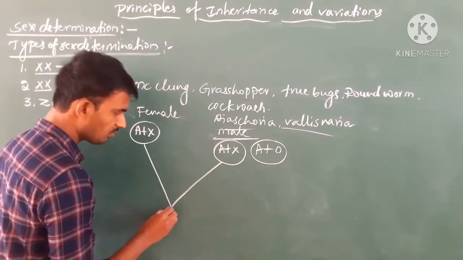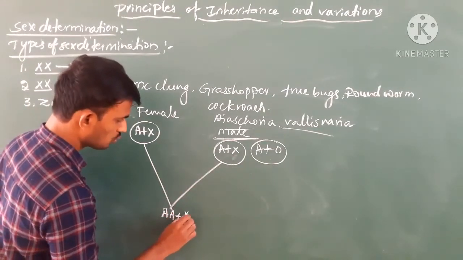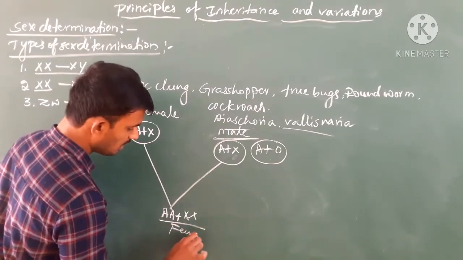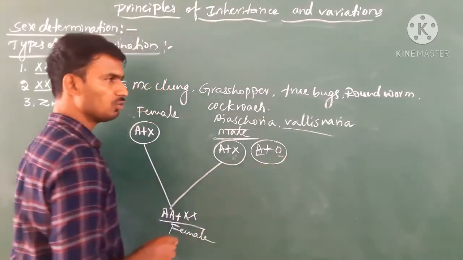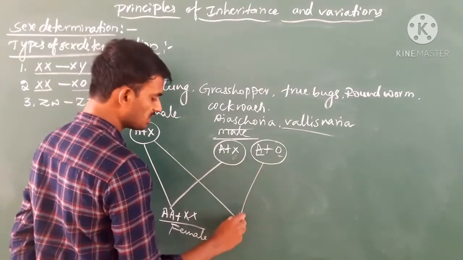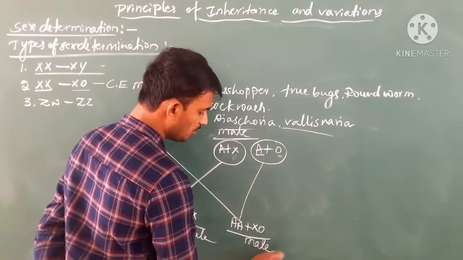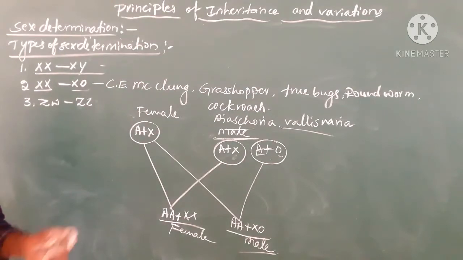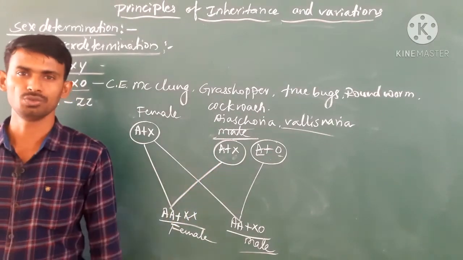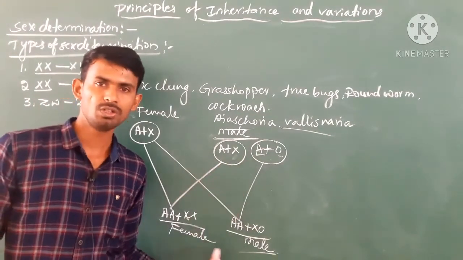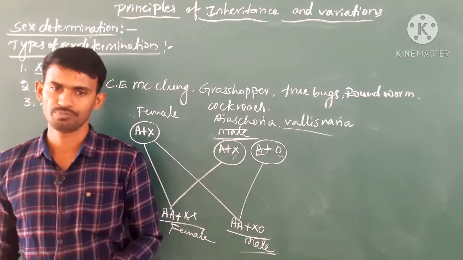The sperm carrying the X allosome, or sex chromosome, results in the formation of autosomes plus XX, which develops into a female individual. If the sperm carrying only autosomes, without the allosome, fertilizes the egg cell, it results in the development of autosomes plus X0, which is the male individual. That is, the presence or absence of the sex chromosome decides the sex of an individual. If the sex chromosome is present, it develops into a female individual. If the sex chromosome is absent, it develops into a male individual.